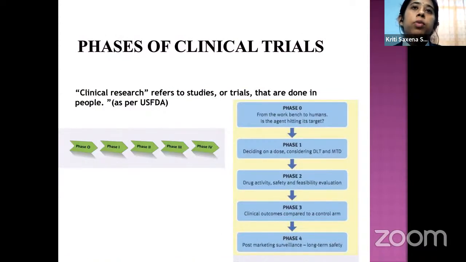So starting here with the phases of clinical trials. According to US FDA, clinical research refers to the studies or trials that are done in people. As I told you, clinical trials are always considered when we try a molecule or intervention in human subjects. It includes 5 phases. The initial is phase 0, which is called microdosing trials. Then phase 1, 2, and 3, which we do after IND approval. And after this, we apply for NDA approval, and if we get it, then we go for the phase 4 trials.